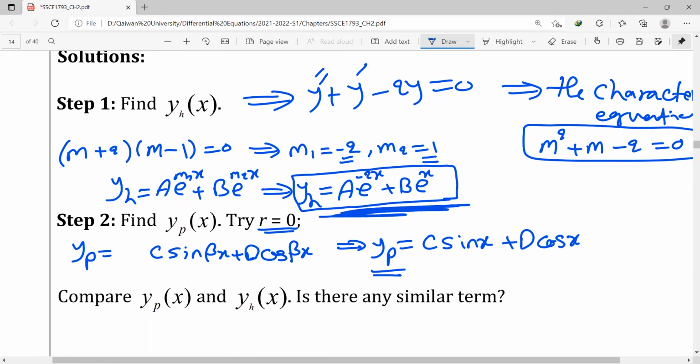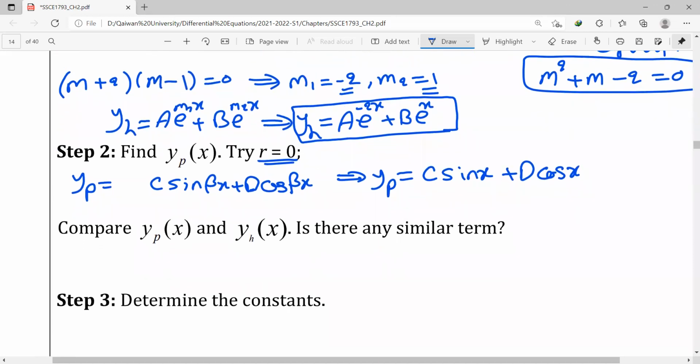Is there any similarity? The homogeneous solution is an exponential function. You have two terms, both are exponentials. But the particular solution that we choose is the trigonometric functions. We have two trigonometric functions, so there is no similarity between them. That means we choose r to be 0. Now, here there is no similarity, so it's okay for the particular solution.